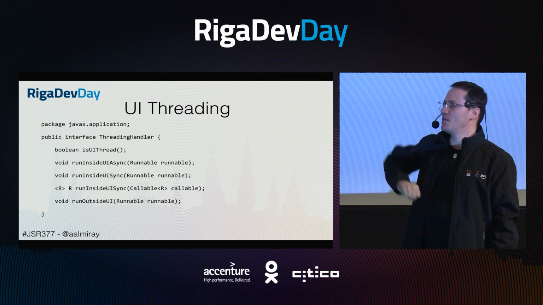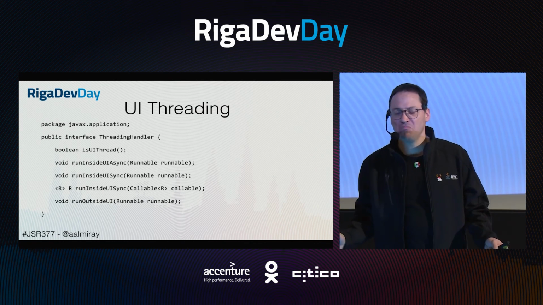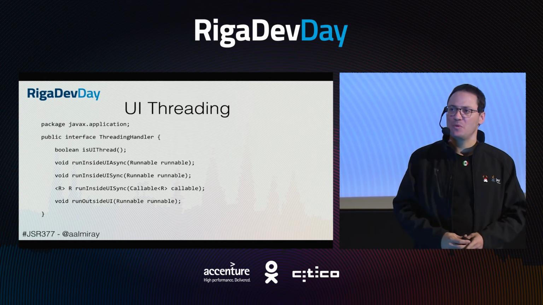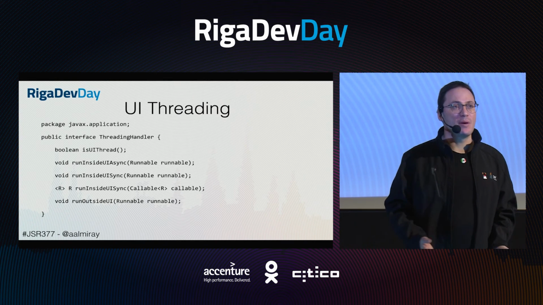And the final one is, do we run something completely outside? How is it going to be done? Implementers could use a simple thread, or they could use an executor service. So it's up to them.